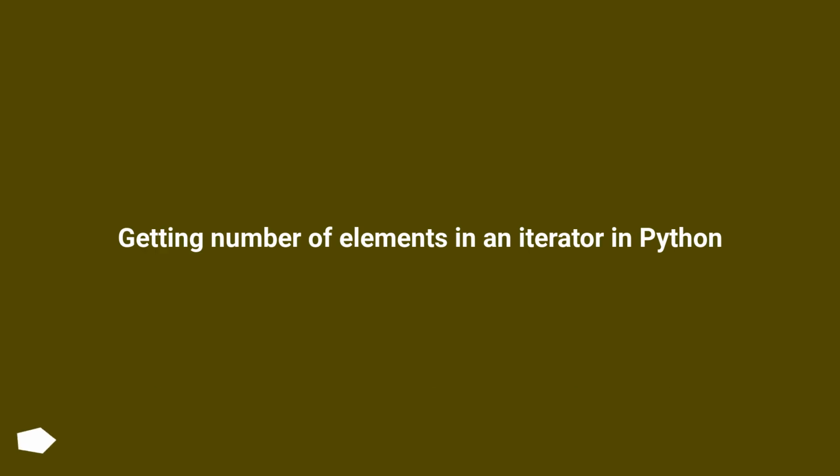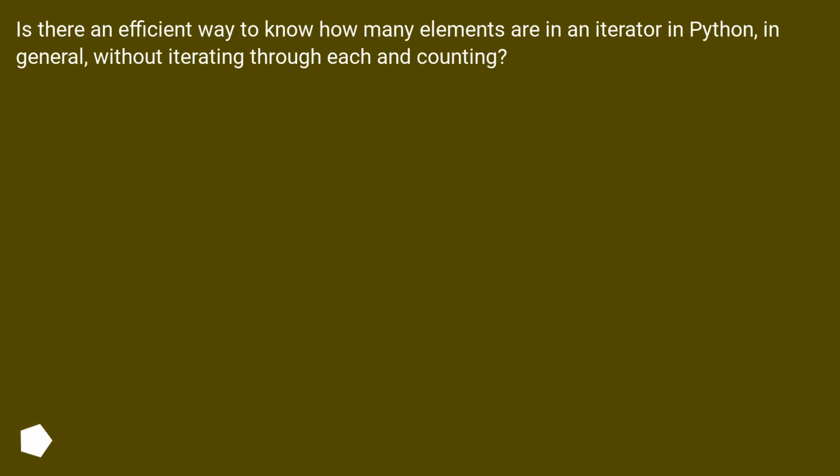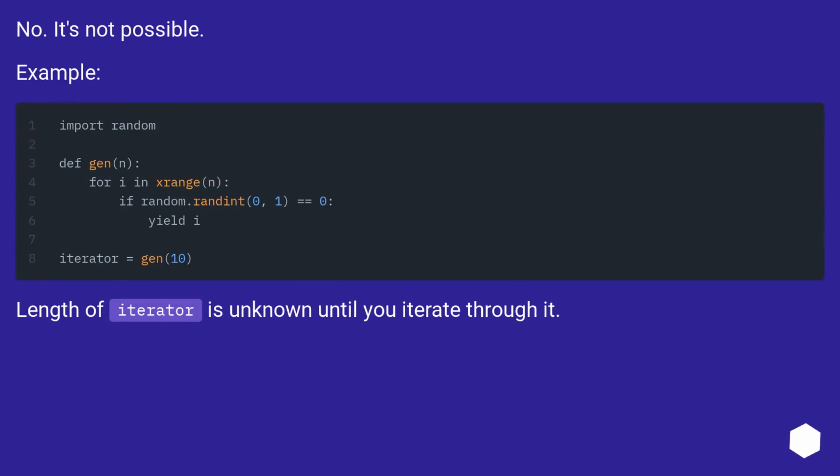Getting number of elements in an iterator in Python. Is there an efficient way to know how many elements are in an iterator in Python, in general, without iterating through each and counting? No. It's not possible. Example.